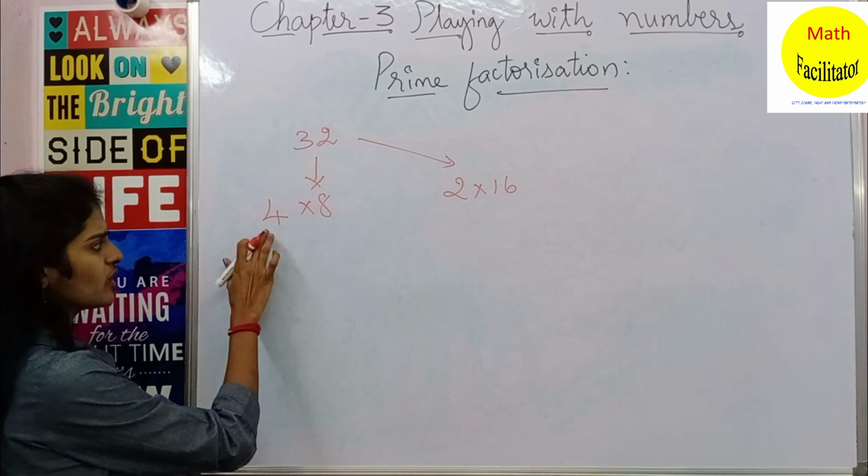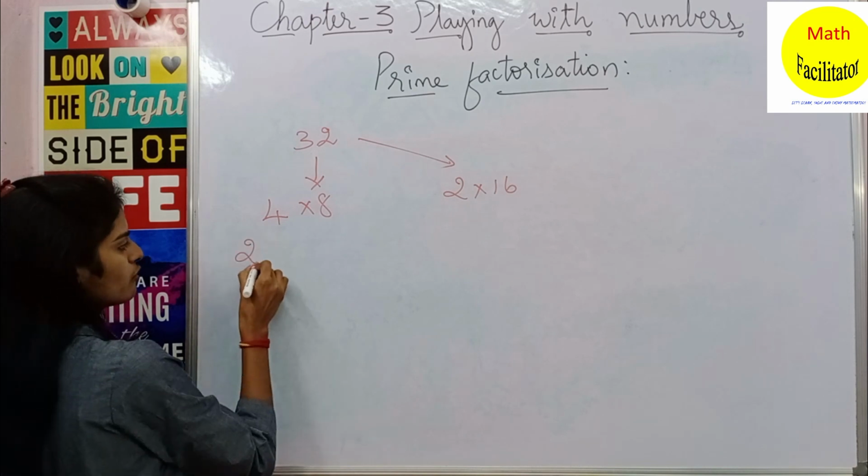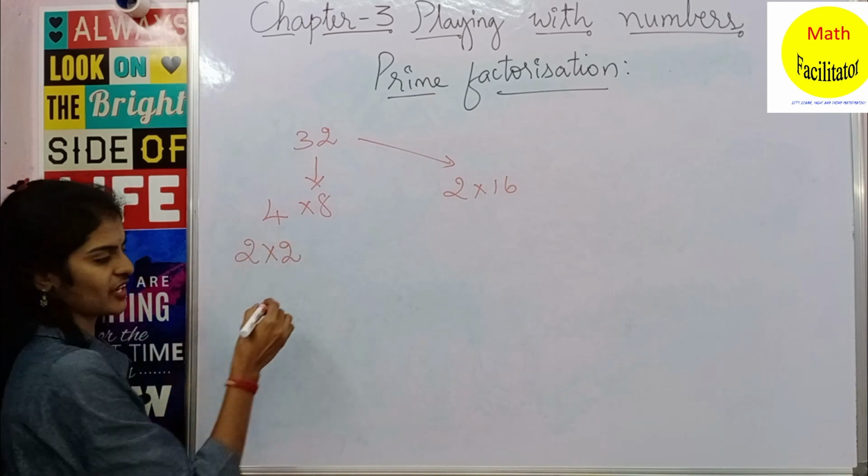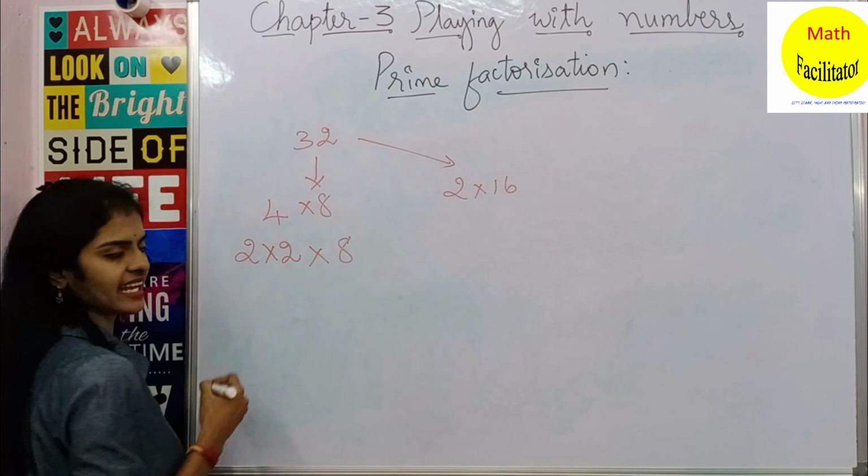Further, 4 I can split. How? 4 you can write as 2 into 2. And into 8, I am writing as it is.